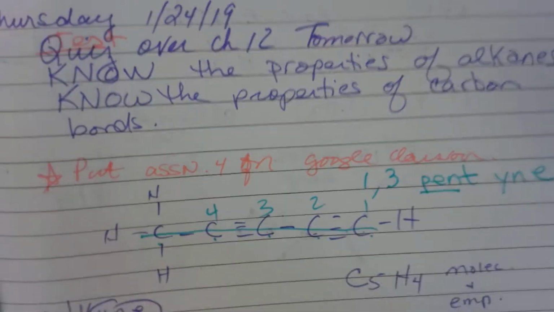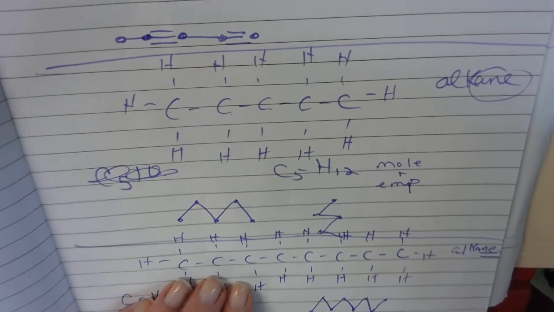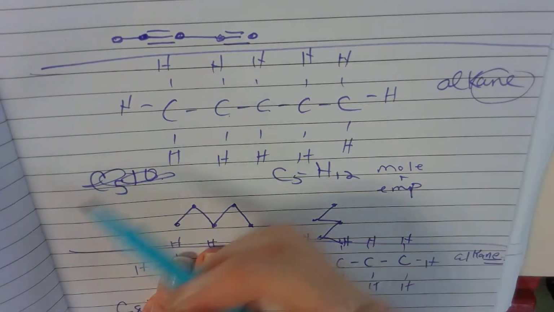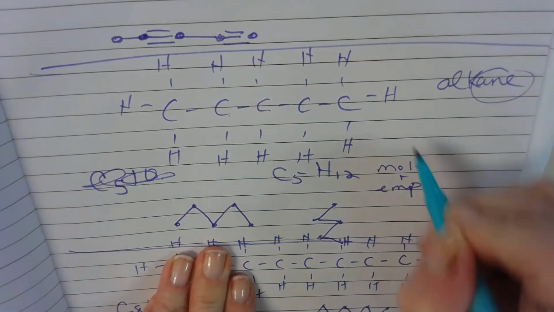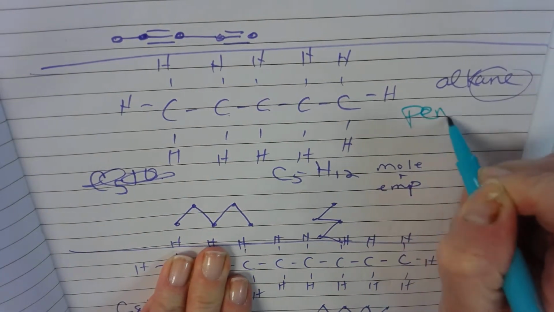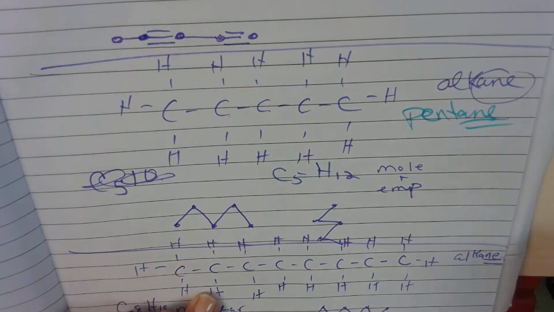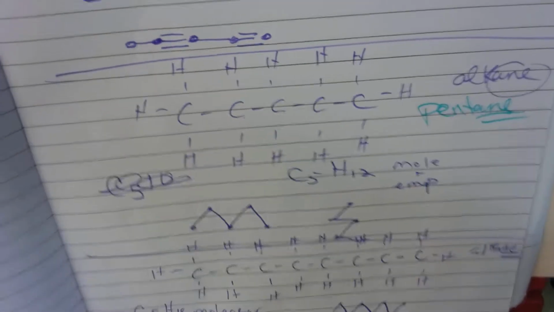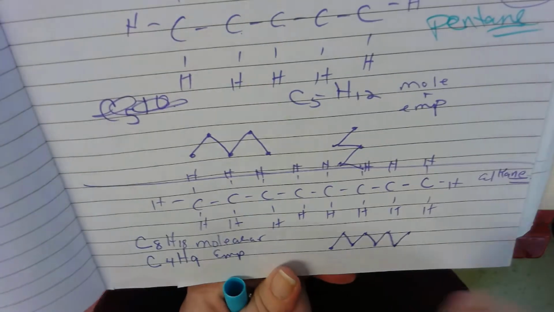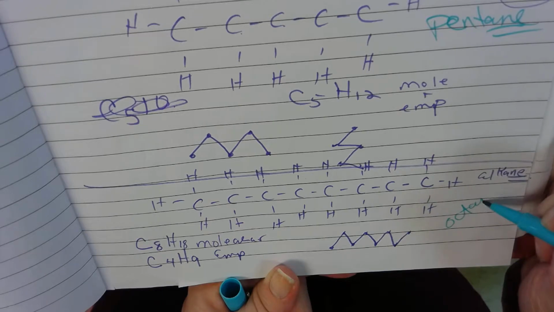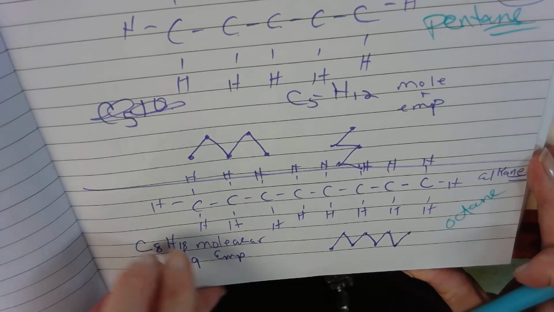Okay? All right, this one right here, super easy. You got 5 of them, no branching, no functional groups, pentane. All single bonds. Right here, very super easy. You got 8 of them, no branching, no functional groups, octane.